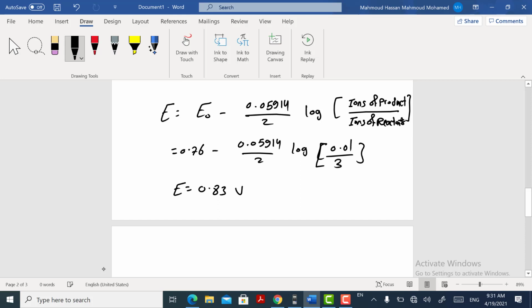We use the Nernst equation in the case of a difference in the concentration of the two halves. Okay, it is the end of the practical. We'll start now to make the practical.